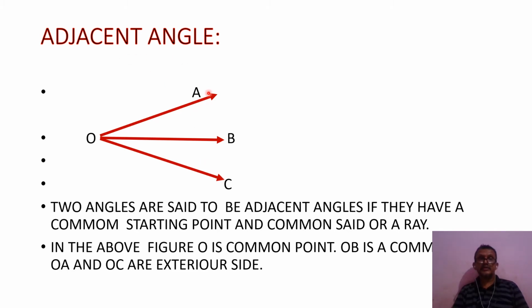Adjacent angles means two angles having a common point and a common side. Here OB is the common side, OA and OC are the exterior sides. So this is the definition of the adjacent angle. Adjacent angles are a pair of angles which have a common starting point and a common side or a common ray. Okay.